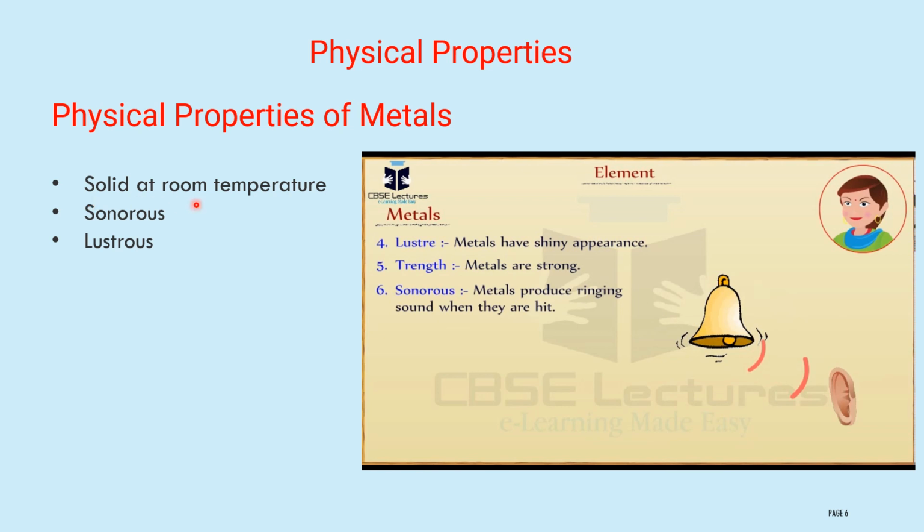Next, metals are solid at room temperature. Almost all the metals are solid at room temperature. Then sonorous. When you beat a metal with anything, like a hammer, it will produce a ringing sound. That sound we call sonorous. Almost all the metals produce the ringing sound, therefore metals are sonorous. Luster: almost all the metals are shining. That property we call lustrous. Lustrous is nothing but the shining of the metal.